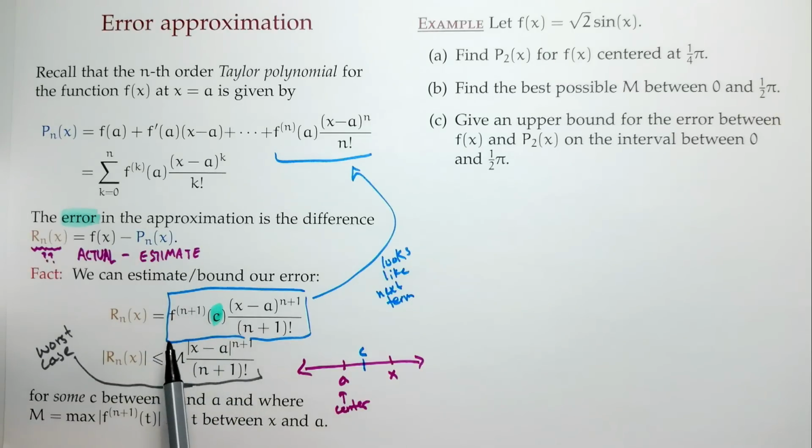Here's the key. This is the part that could move around, the n plus first derivative at c. So what we can say is, let's look at the n plus first derivative, and let's look at what's happening between a and x. So in other words, we're going to look at the n plus first derivative in this whole range from a to x, and we're going to take the maximum. That's what's going to give us our worst case, if we take the largest possible value for this first piece. That's why we know it's as large as it possibly can be.